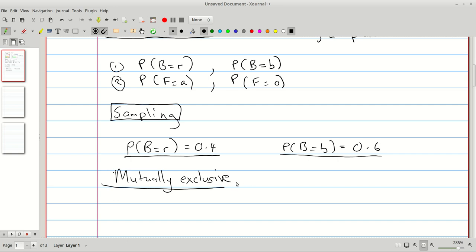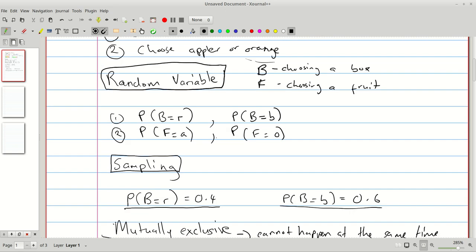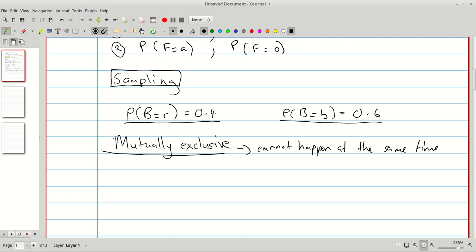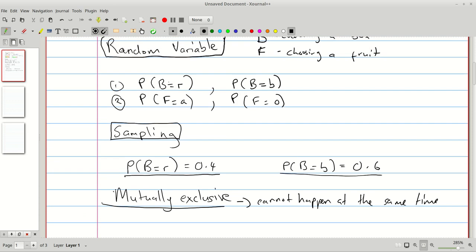Mutually exclusive, what does this mean? It means they cannot happen at the same time. So if events are mutually exclusive, the sum of their probabilities should be 1. Choosing a red box and a blue box is one example that we have. So we have this random variable that we called box, and the box can take 2 values, which are either red or blue, right?